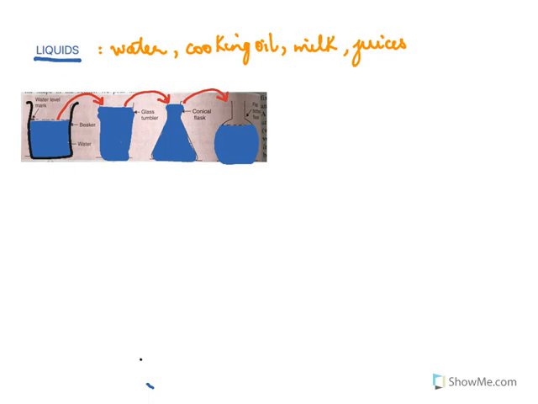So what have we noticed here? Here we had 50 ml of water. Here too it is the same 50 ml of water. Here again it's 50 ml of water, and here again is 50 ml of water. So the volume of water has remained the same. So the first thing we can say, the liquids have a fixed volume.